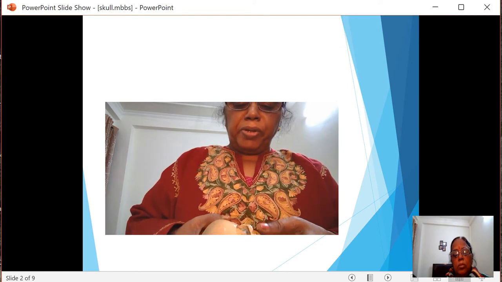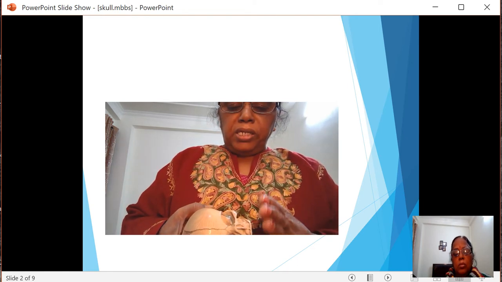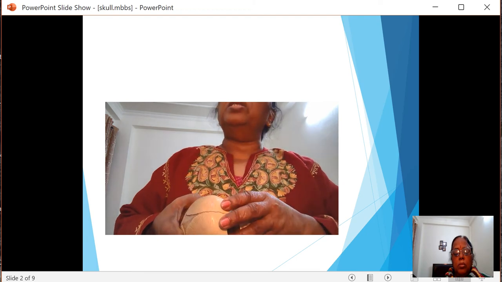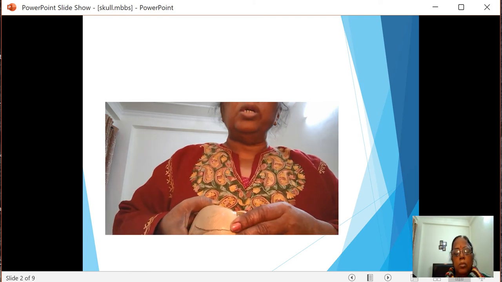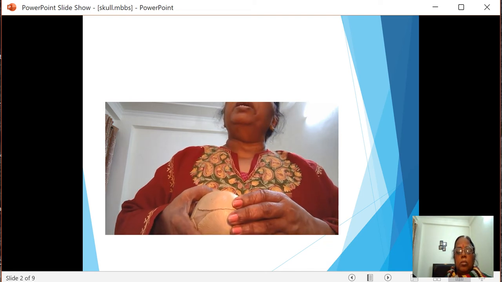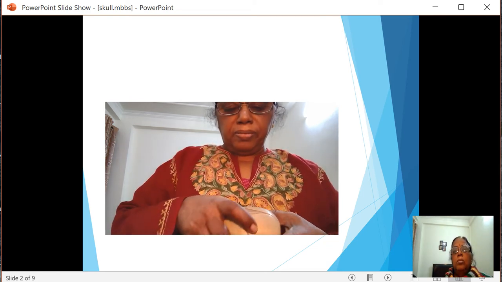When it is a face presentation, it is the base of the skull and the face. This cannot overlap and the reduction in size does not take place, and therefore the labor is difficult.